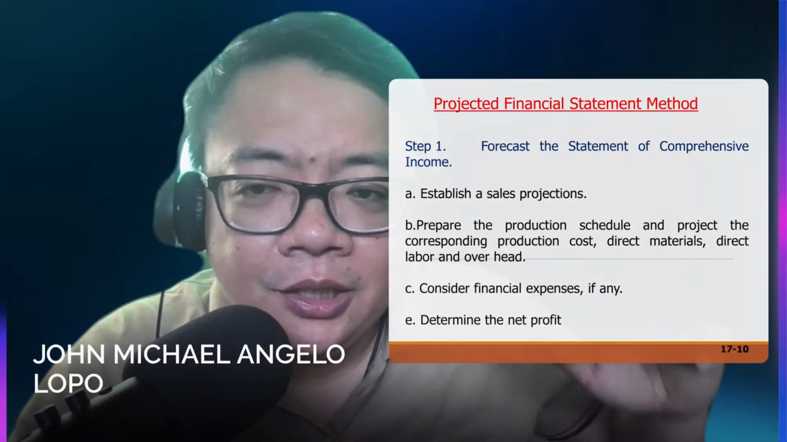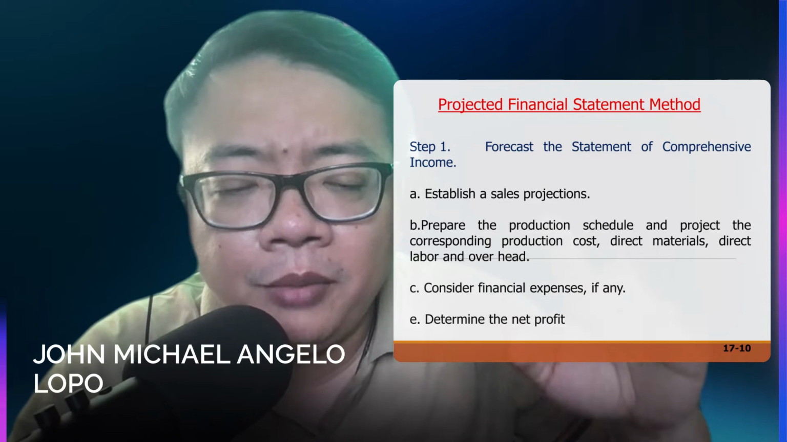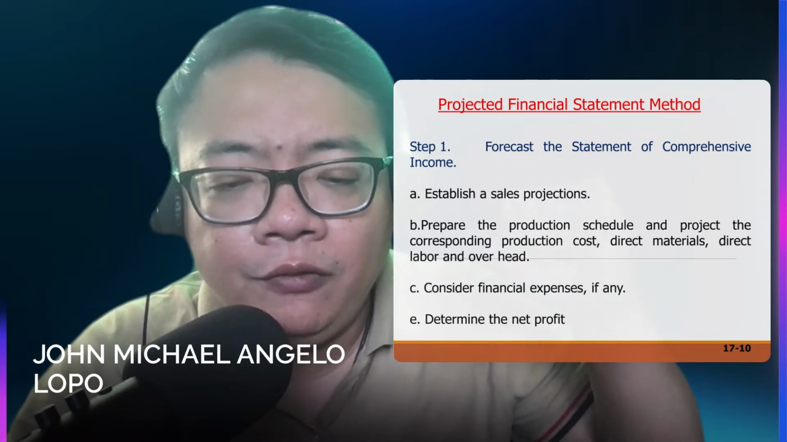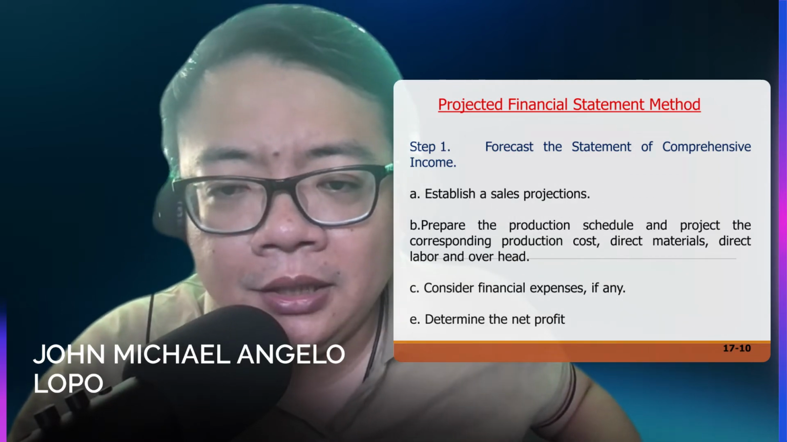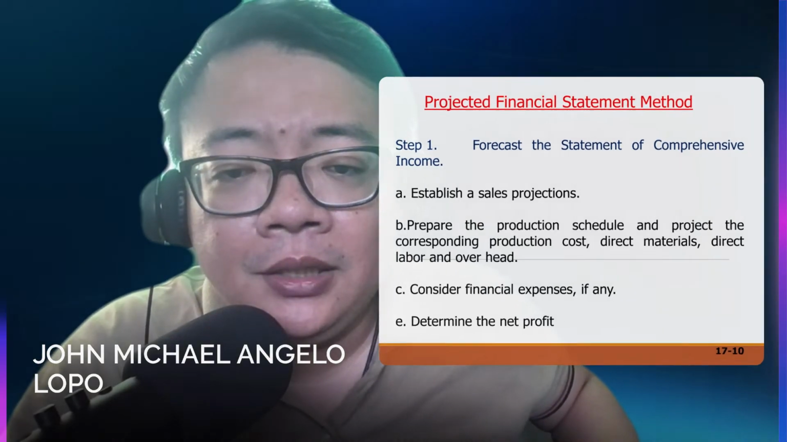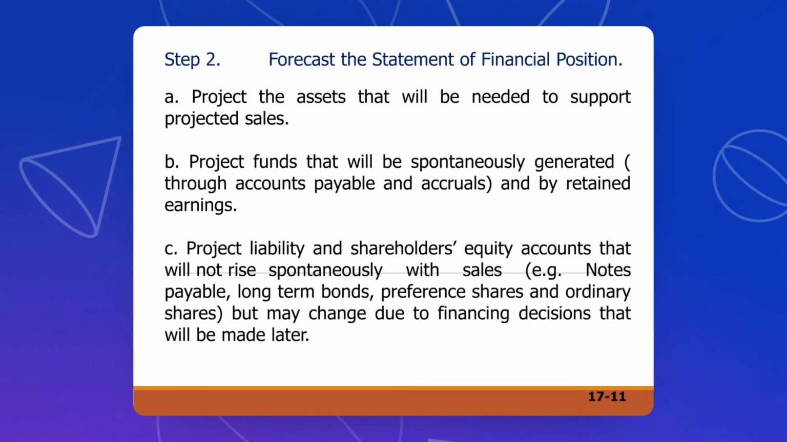It's the same, class. So we forecast first our comprehensive income, followed by the sales projection, then prepare the production schedule, and you have your direct materials, direct labor, and overhead. Then consider the expenses, if any, and also determine the net profit. Okay, so that's basically what we will do about our financial planning and forecasting.